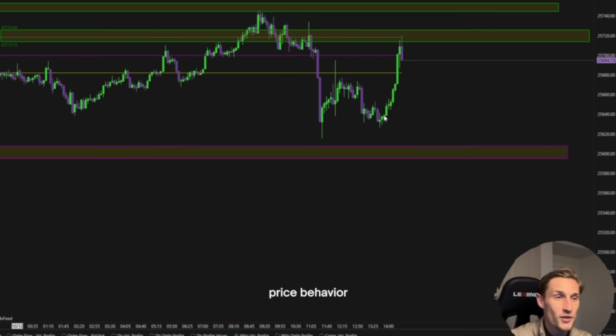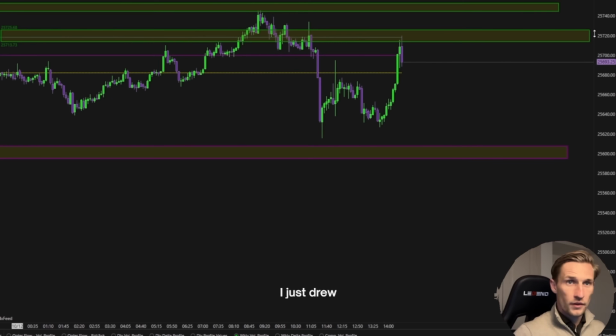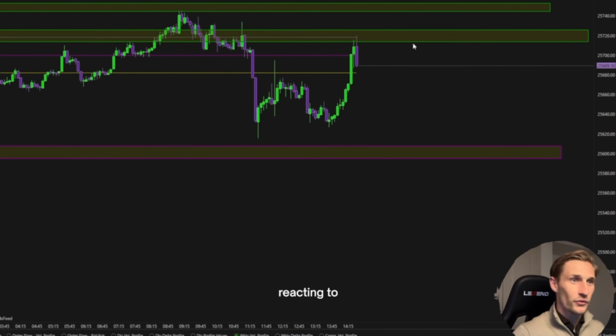This is live price behavior, guys. Price is moving up. Oh, that was a nice short. Cool. I just drew this weekly value area high and price is literally exactly reacting to that level. How insane is that? And as you can see, I told you, we can expect a nice short. Let's say from the 720s, we are now already back at the 680. So that's already 40 points and we are still going.